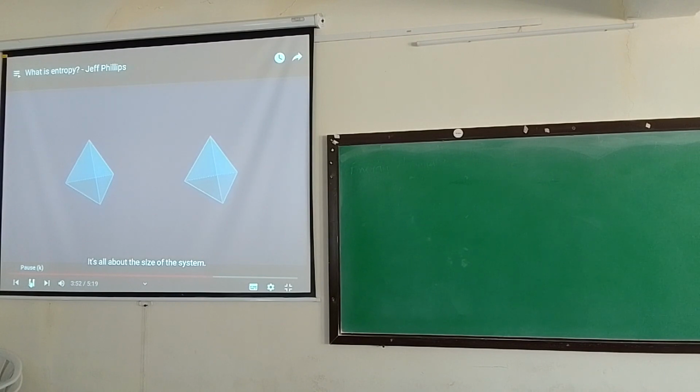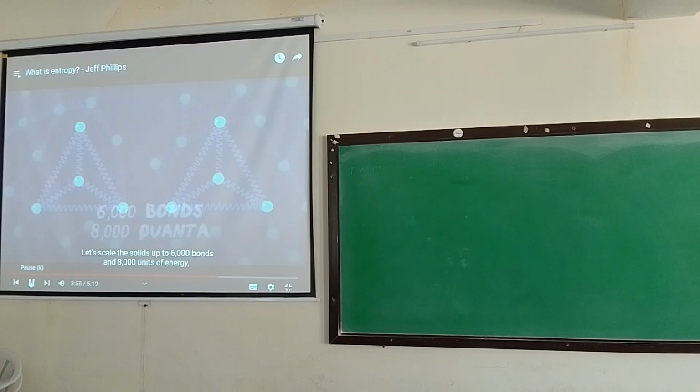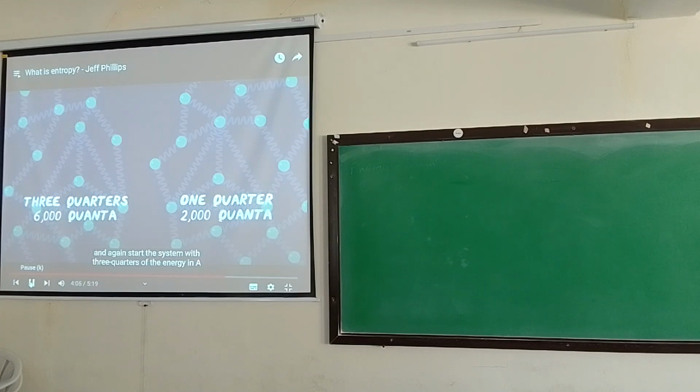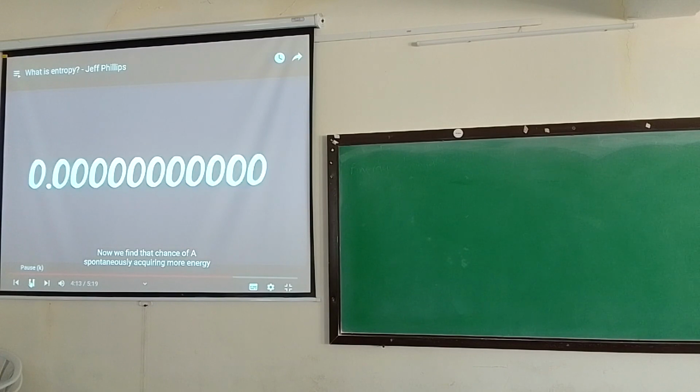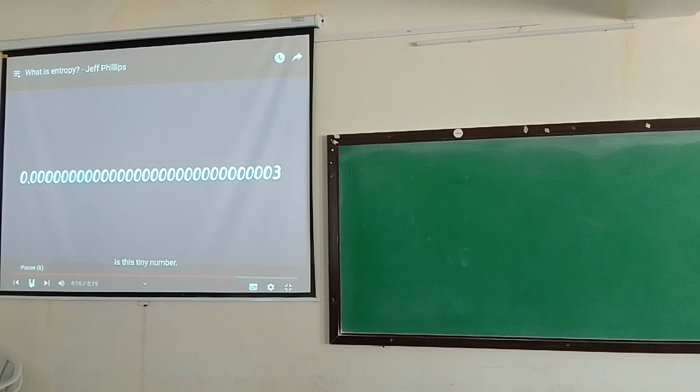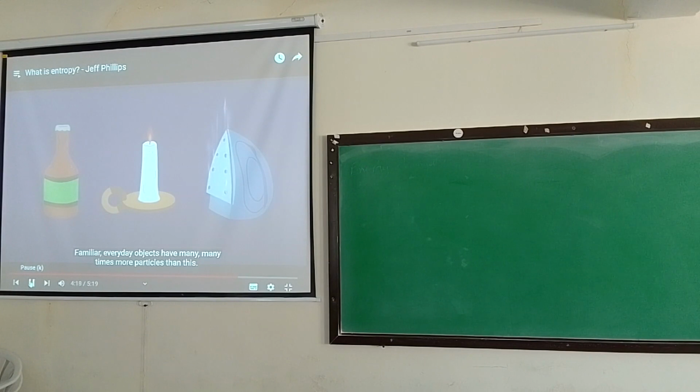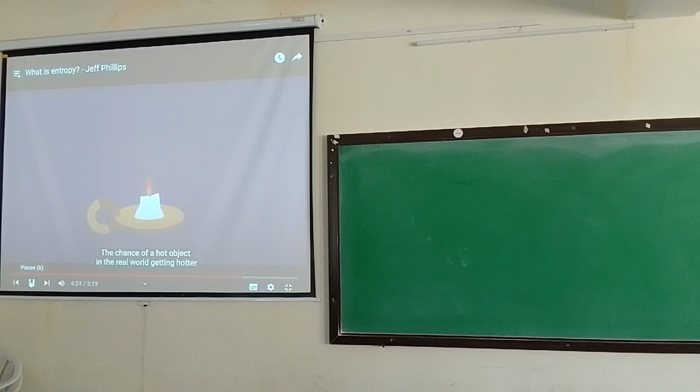It's all about the size of the system. Our hypothetical solids only had 6 bonds each. Let's scale the solids up to 6,000 bonds and 8,000 units of energy, and again start the system with 3/4 of the energy in A and 1/4 in B. Now we find that the chance of A spontaneously acquiring more energy is this tiny number. Familiar everyday objects have many, many times more particles than this. The chance of a hot object in the real world getting hotter is so absurdly small, it just never happens.